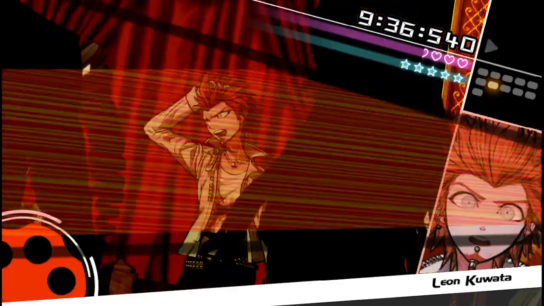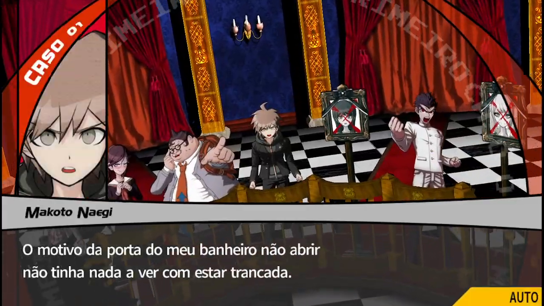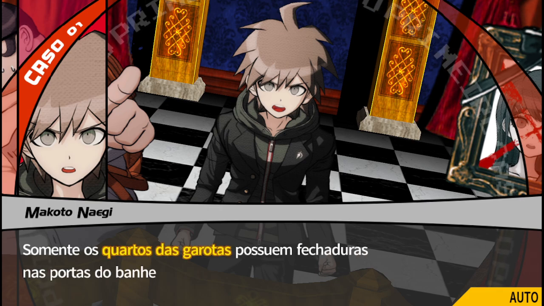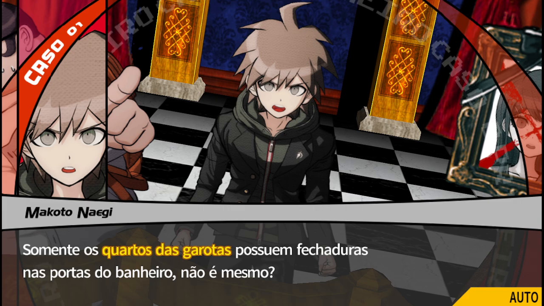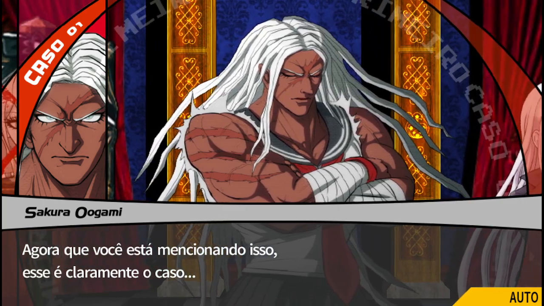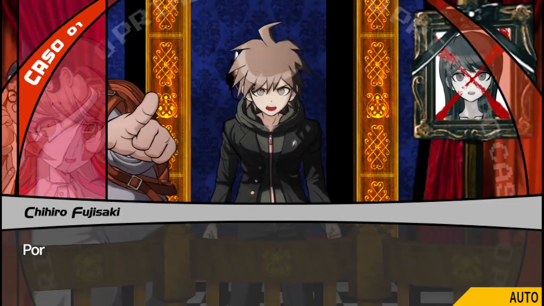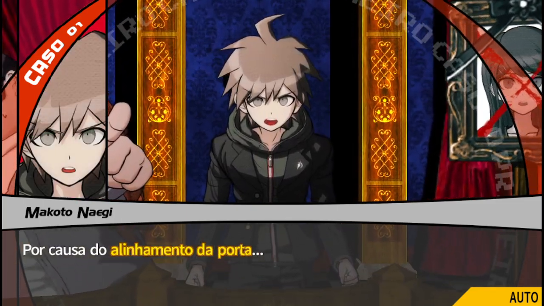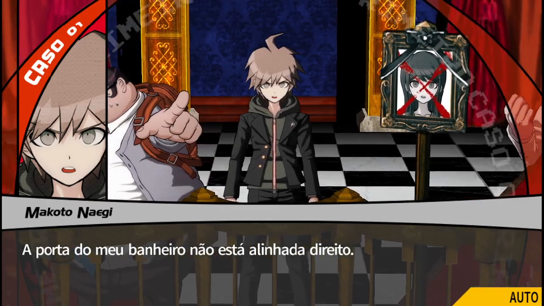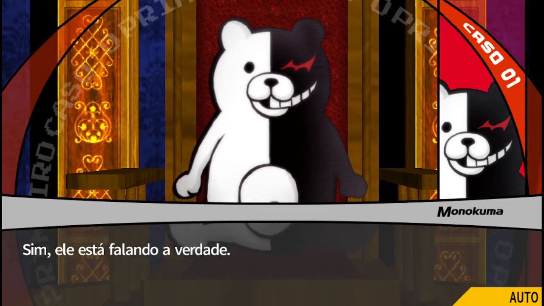No, that's wrong. The reason my bathroom didn't open wasn't because it was locked. After all, the girls' rooms are the only ones with walk-in bathrooms, right? Yes, now that you mention it, that is true. Then why didn't your bathroom door open? Because it was stuck. Huh? What are you talking about? My bathroom door doesn't fit in the frame quite right. Monokuma over there can testify to that. Yup, true as true can be.